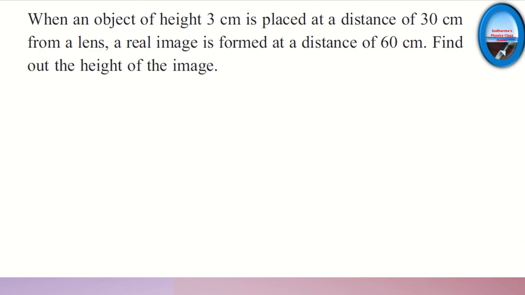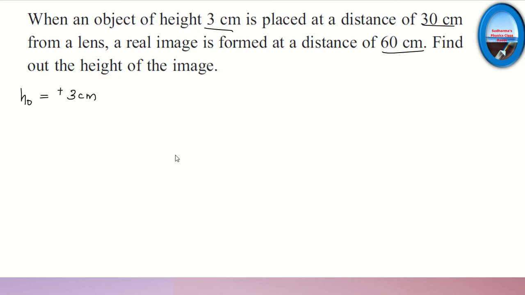When an object of height 3 centimeter is placed at a distance of 30 centimeter from a lens, a real image is formed at a distance of 60 centimeter. Find out the height of the image. We have to find out the height of the image. Now let's try to figure out what all quantities are given here. The height of the object is given as 3 centimeter. Height of the object, we normally take it above the principal axis.